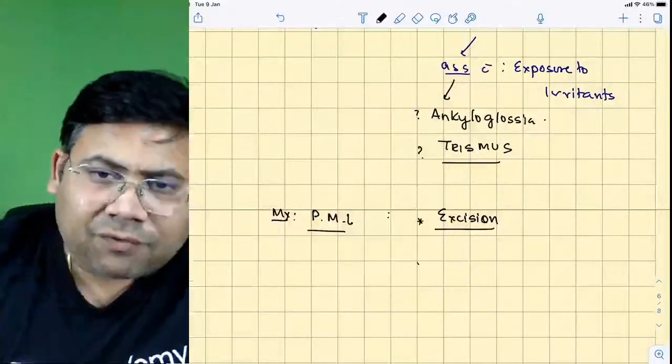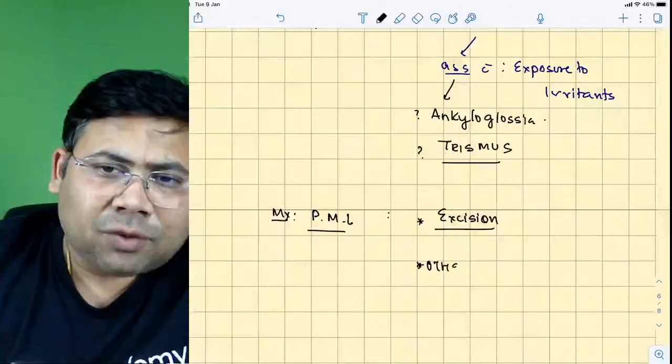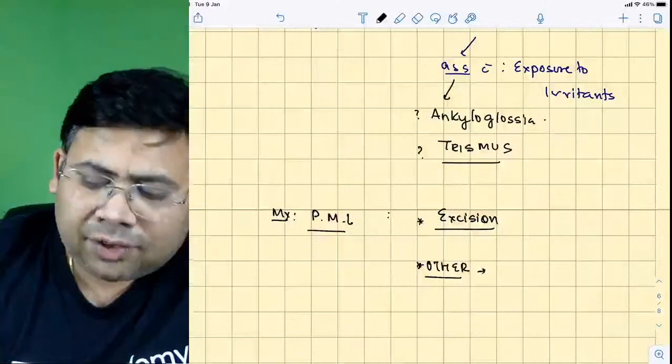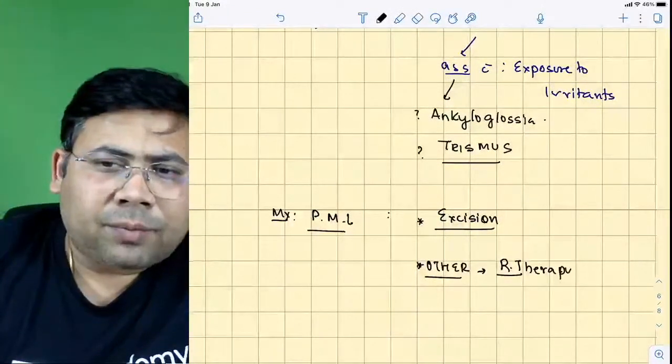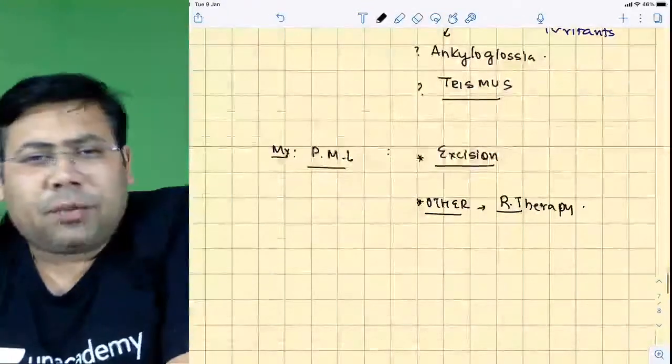Along with this, we have other options also. What are the other options? The answer is radiotherapy. We can do radiotherapy also.